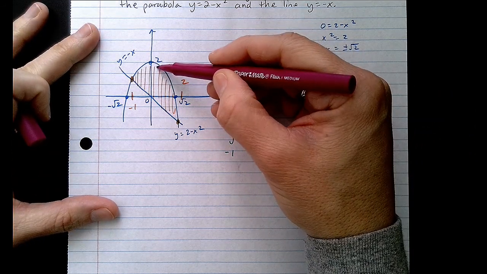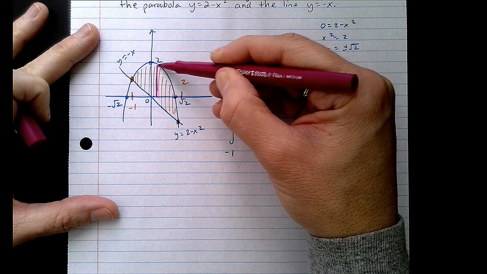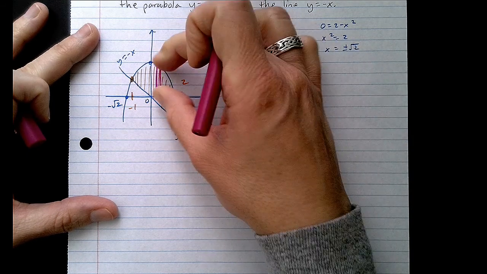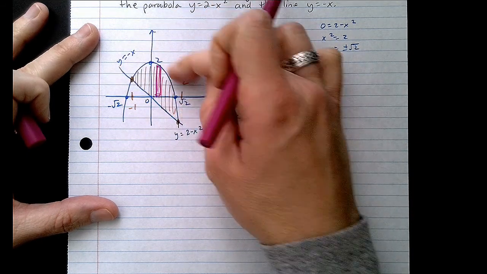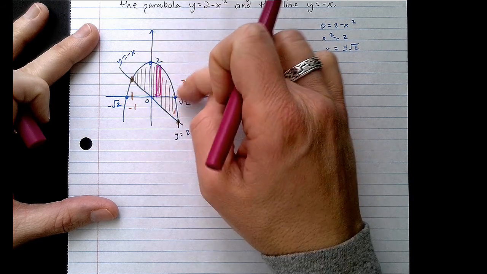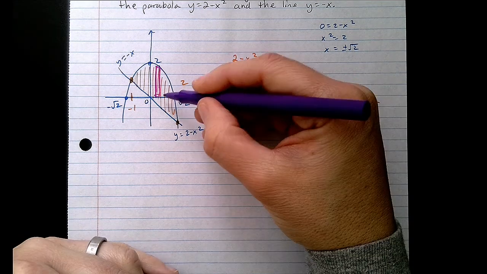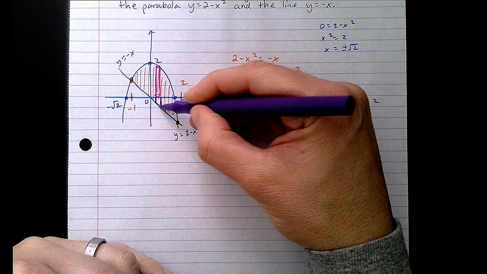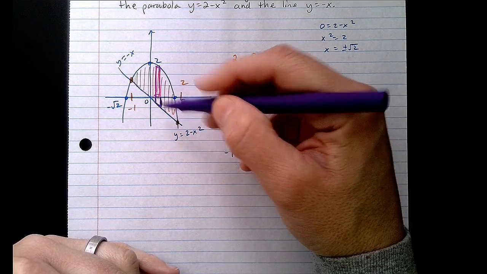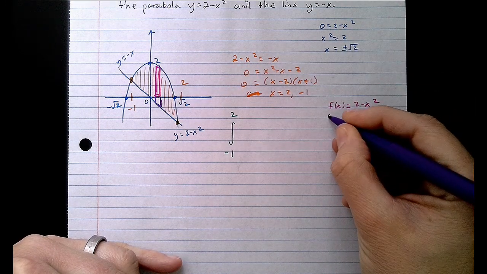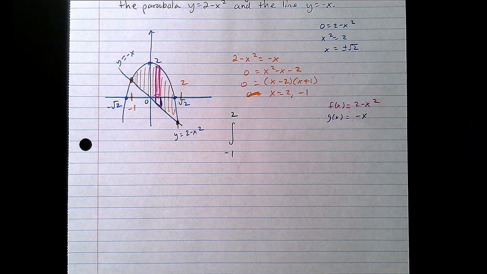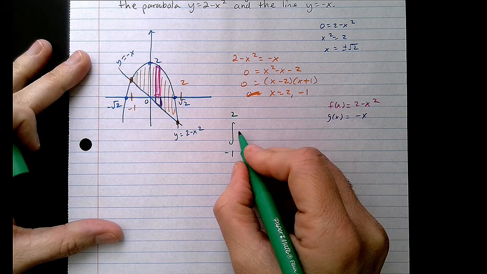So I'm going to draw a rectangle here with respect to the x-axis, and I can see the upper function, the upper bound, is going to be the parabola. If I draw the rest of the rectangle here, I can see that the lower bound is going to be the line. So now I'm ready to put them together.